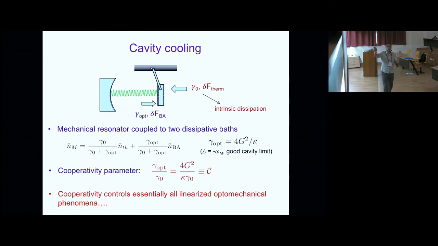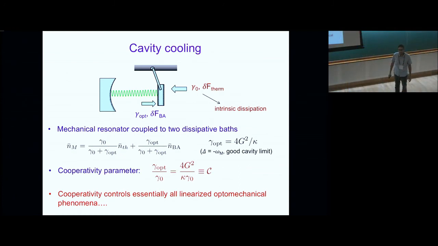Well, if I take the good cavity limit, where the mechanical frequency is much bigger than kappa, and I pick the ideal laser detuning, detuned to the red by omega m, that optical damping is just 4 big G squared, the many-photon optomechanical coupling squared, divided by kappa. So the parameter controlling this cooling, the ratio of these two damping rates, the thing I want to be large, is the parameter I hinted at last lecture. It's the optomechanical cooperativity.